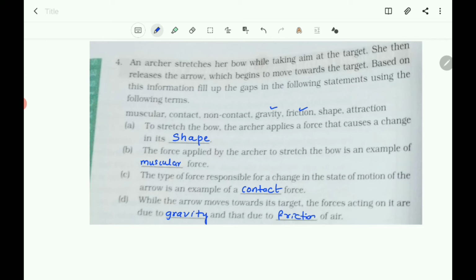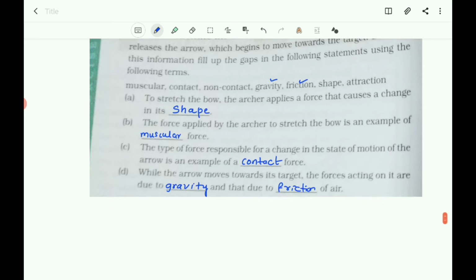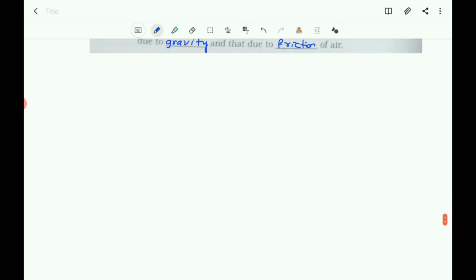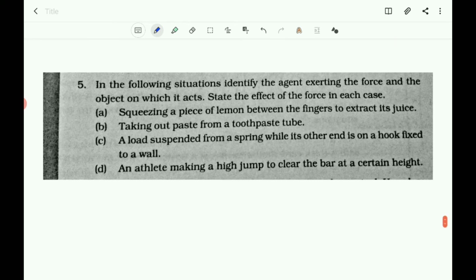Friction of air. So the first one is to stretch the bow, the archer applies a force that causes a change in the shape. Second, the force applied by the archer to stretch the bow is an example of muscular force. Third one, the type of force responsible for a change in the state of motion of the arrow is an example of a contact force. While the arrow moves towards its target, the forces acting on it are due to gravity and also due to friction of air here. These are the answers.